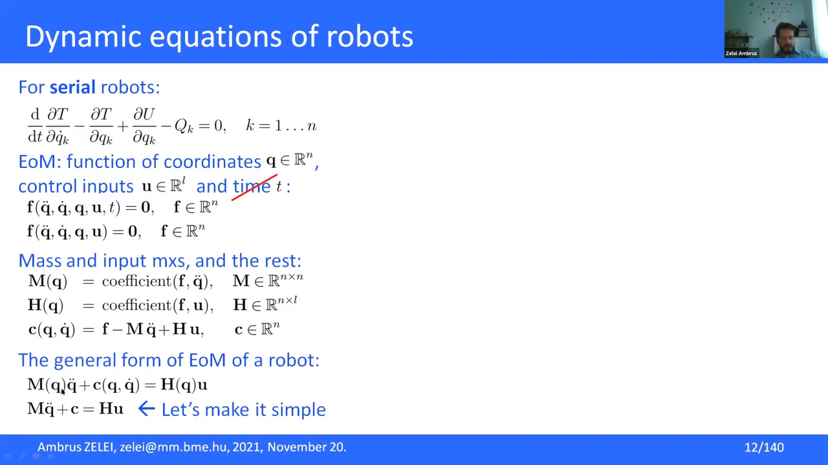So, for example, the mass matrix depends on Q, but now we memorize it and we don't want to see it anymore because it's too complicated. So let's use this notation without the dependencies. And is my cursor visible? Okay, that's good. I see it well.